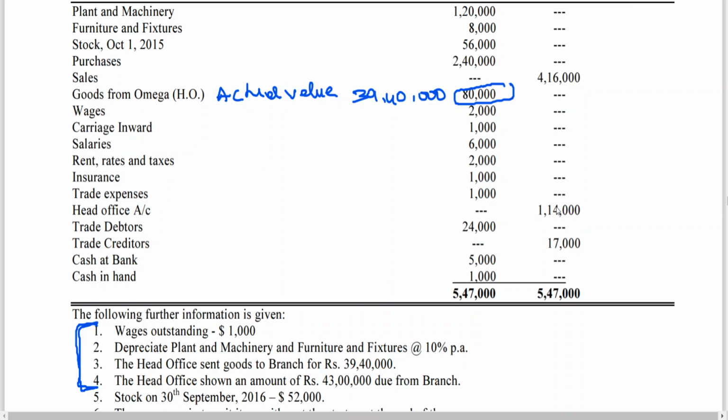If you look at the notes which I have given to you: balance in head office account in branch books. Also, I have told you, taken at amounts recorded in head office books. That means here the head office shows an amount of 43 lakhs due from bank. In the books of branch, the head office account always shows a credit balance. So you should not take 1,14,000. Instead of taking 1,14,000, you should be recording 43 lakhs. This is the meaning of incorporation.